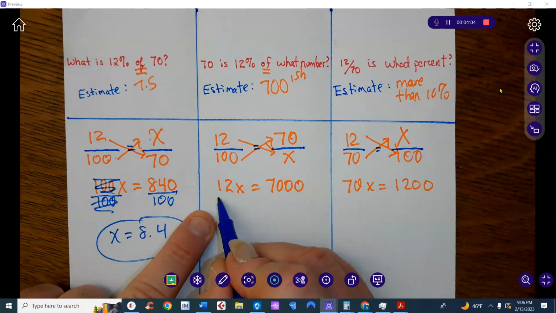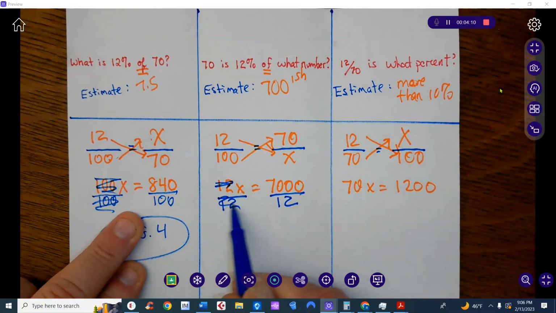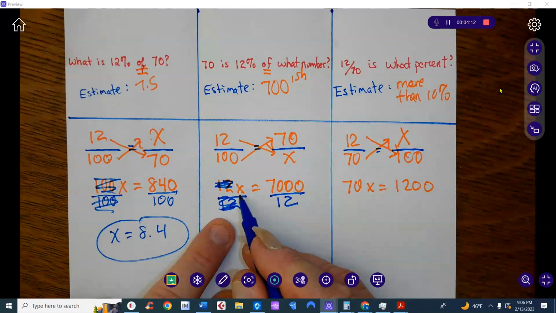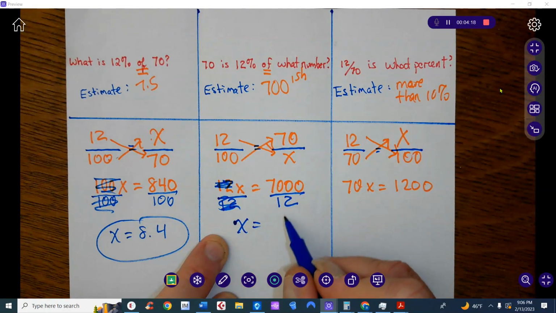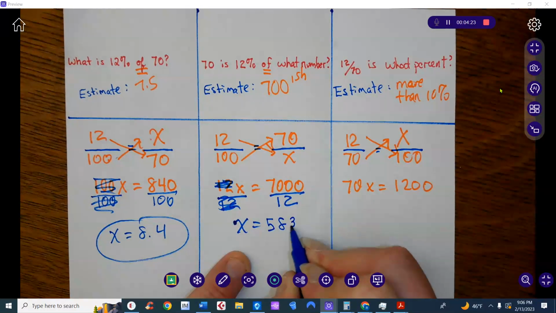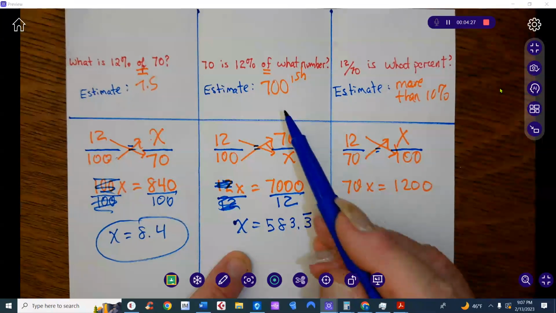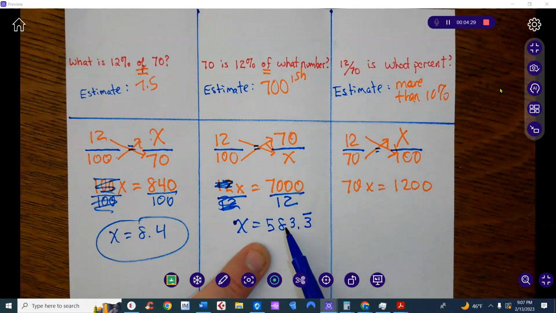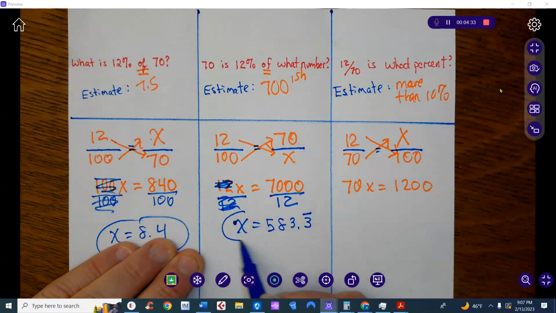In this case, we're going to divide 12 on both sides. The 12s cancel, leaving an x, and we simply get x is equal to 7,000 divided by 12, which is going to be 583.3. You're going to want to do this on your calculator. We were estimating around 700, but 583.3, that's in the ballpark, so that looks good to me.